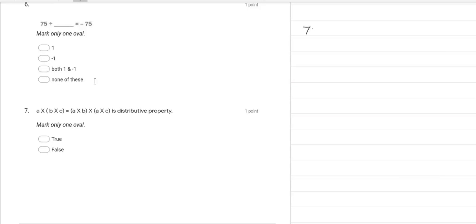75 divided by something, let's take it as a box, is equal to minus 75. Okay, we can take it as a box or we can take it as a variable also. Suppose I assume it is x, unknown. We have to find the value of x. We can write this as 75 upon x is equal to minus 75, isn't it? This is the question given to us.